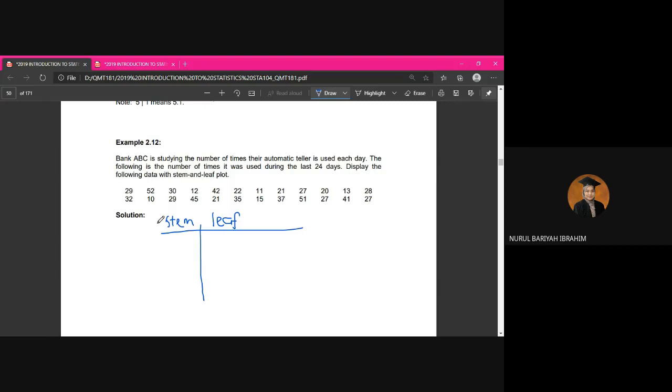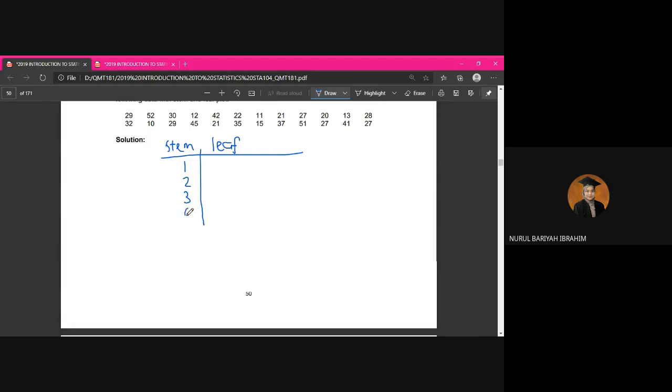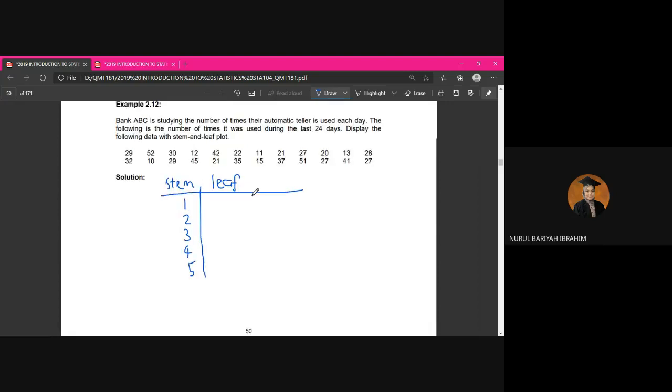Okay, stem and leaf. So then you look at the leading digit, number 1, number 2, number 3, right? And we have number 4 and also 5, right? We have 5, but no 6. The next is write down all the trailing digits. So it is 0.